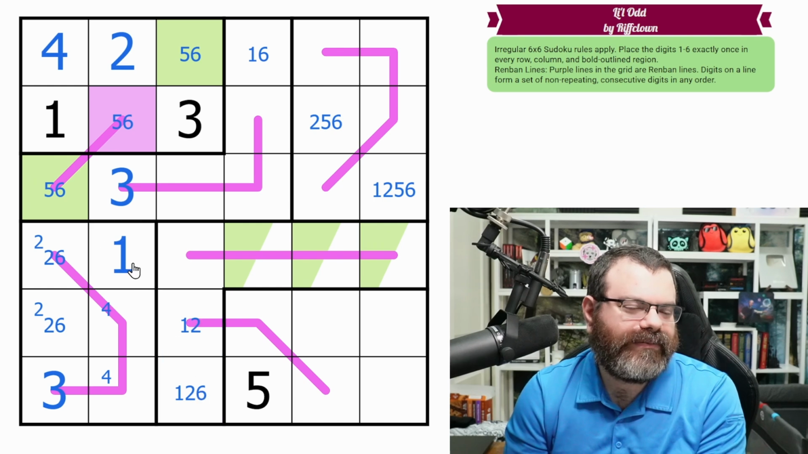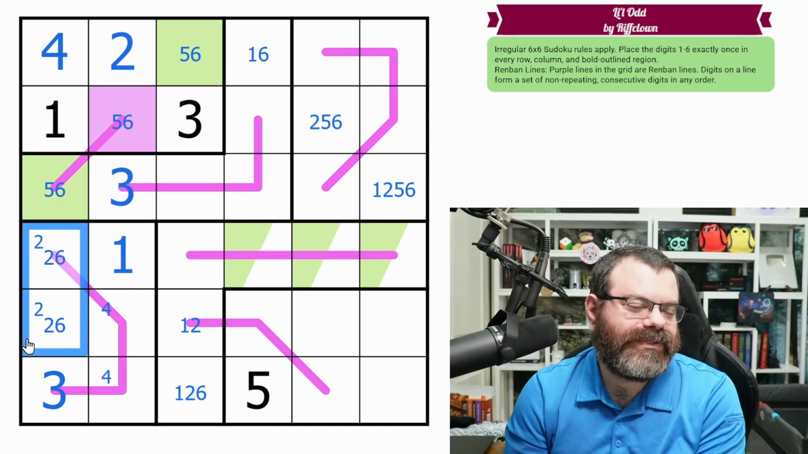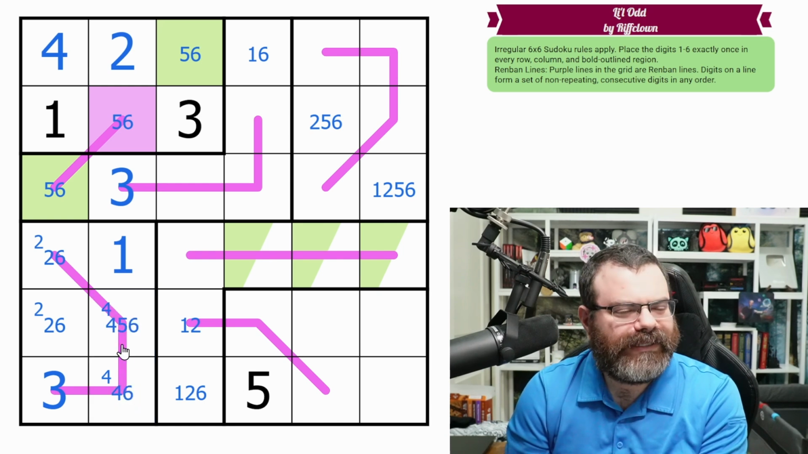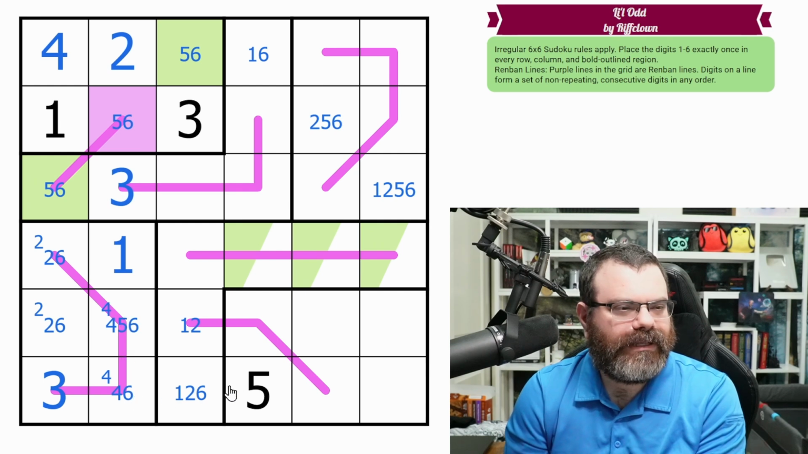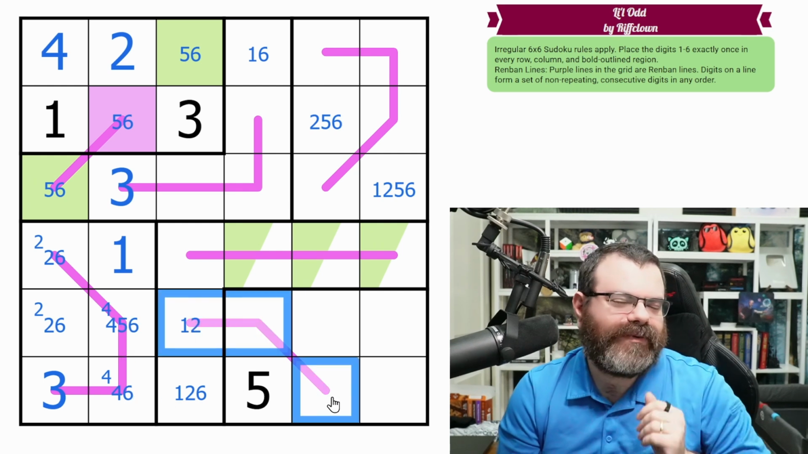Okay, yeah, but I don't know. Hold on. So 1 goes with 2 or 6. Okay, so we don't know which one's which. But it does mean this is 4, 5, 6, I guess. Is there more to this? Oh, well, this is 1 or 2. Maybe we should think about this Renban now.